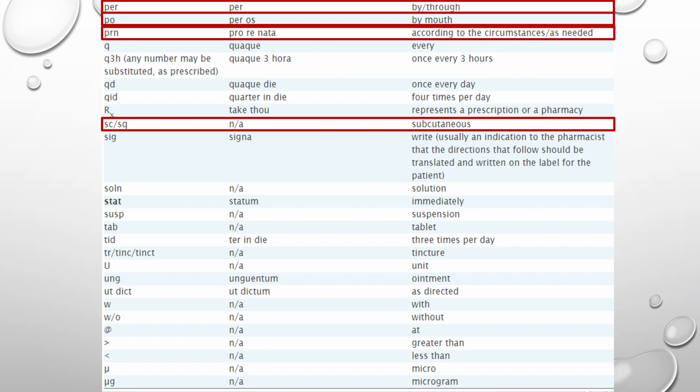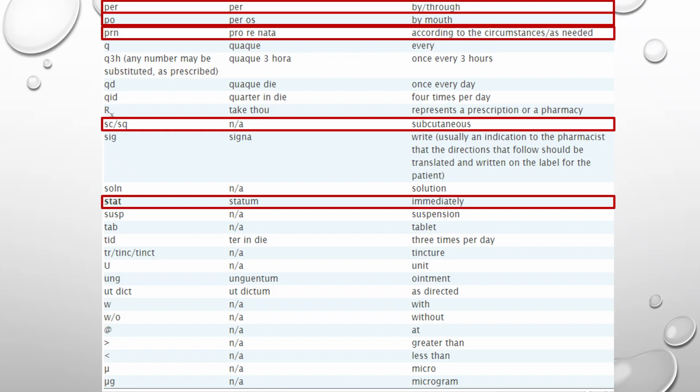And then SQ or SC is for subcutaneous. That's one of our other main injections. So IV, intravenous, IM, intramuscular, or subcute, which is SQ or SC. And then our last one is STAT, and you've probably heard this one on TV shows, so most of us know this one. STAT just means immediately, so we're giving that drug right away.